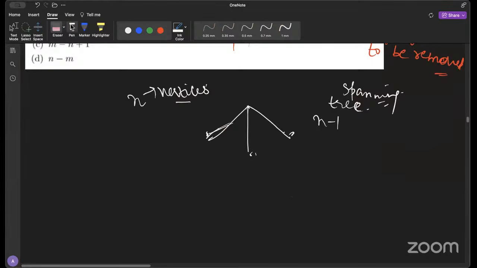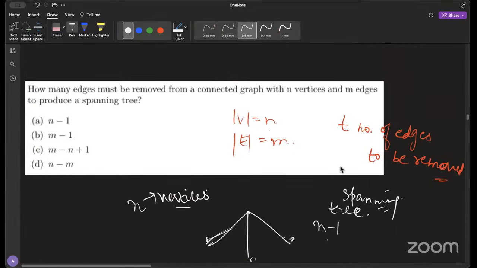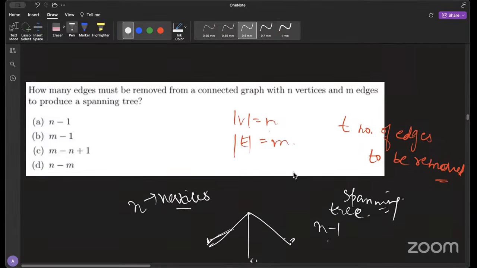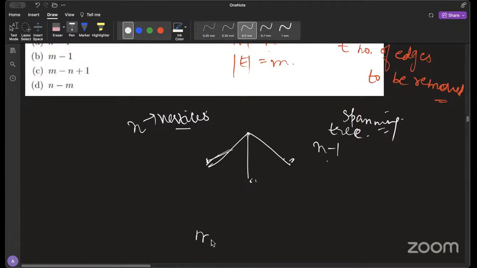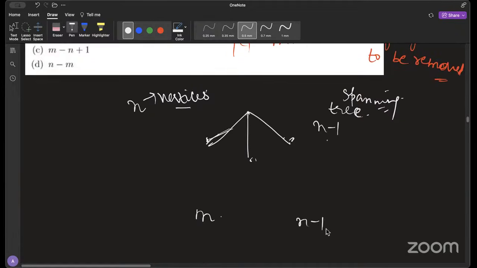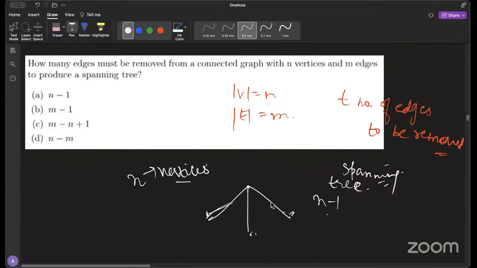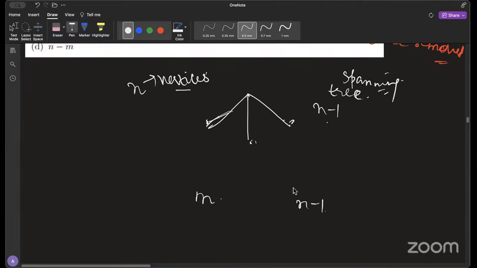So if there are n vertices in your graph, then in the spanning tree for that graph, you'll have n minus 1 edges, right? So the number of edges that you require is n minus 1. And how many edges do I actually have? I have m edges, but I only want n minus 1 edges, right? And that's what you've been asked: how many edges should I subtract so that I have exactly n minus 1 edges?